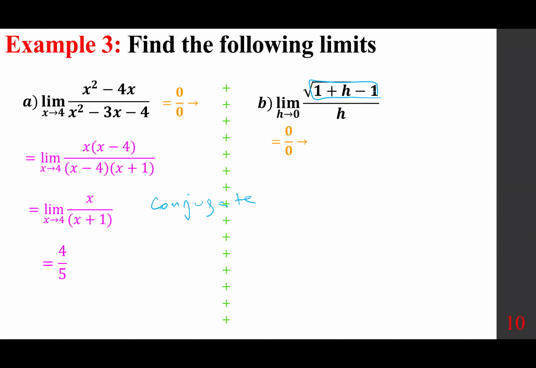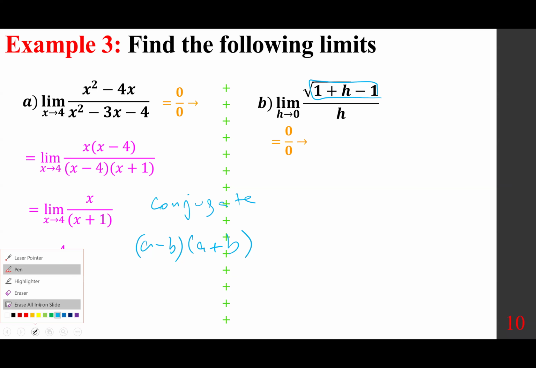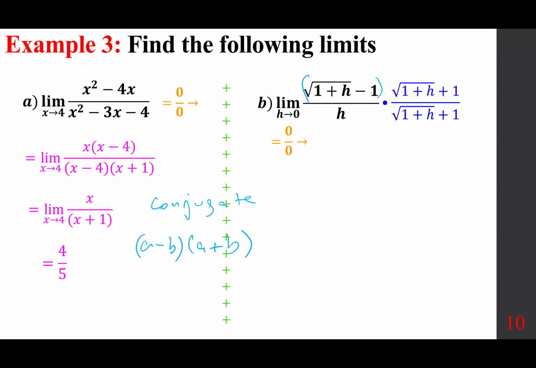And this is a minus b. Its conjugate is a plus b. Which is square root of 1 plus h. Let me actually. And then plus 1. We multiply and divide by it. The product is a squared minus b squared. So over here is the square root of 1 plus h, quantity squared minus 1 squared.